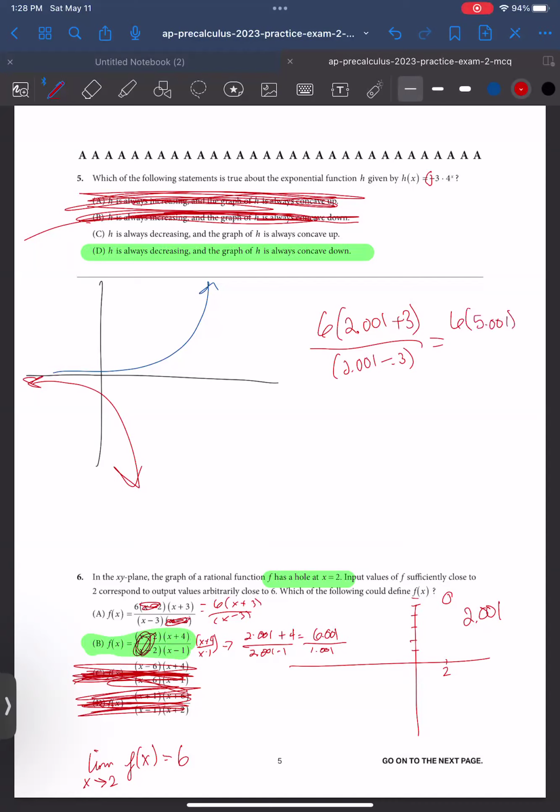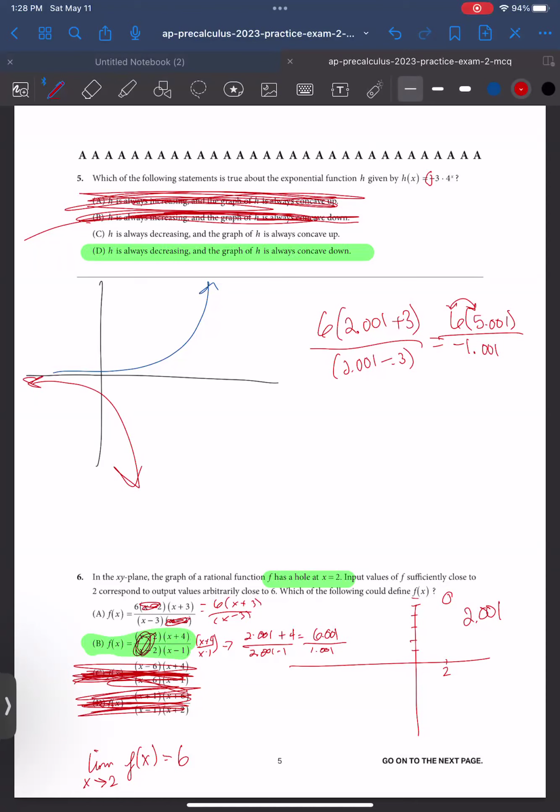5.001. Okay. And then 2.001 minus 3 is going to be what? Negative 1.001. So now this is not going to give me close to 6, right? This alone is going to be 30 if I ignore the decimals. And over 1 is not going to work out for me.